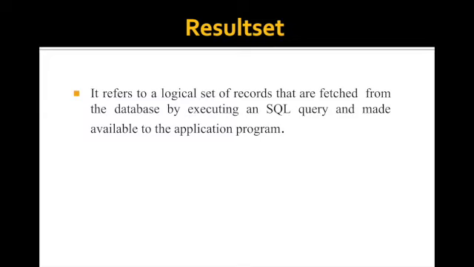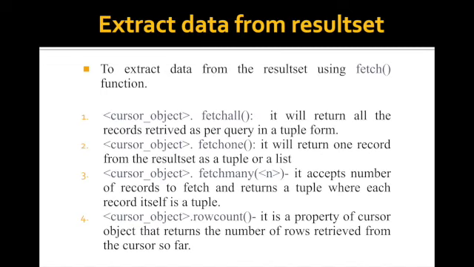So what do we mean by result set? It refers to the logical set of records that are fetched from the database by executing an SQL query and made available to the application program. This result set we can extract in different ways, using fetch methods. Different types of fetch methods are there, and all of these are available in cursor objects. That is why we are using the cursor object here. There are 3 methods for fetching the data.